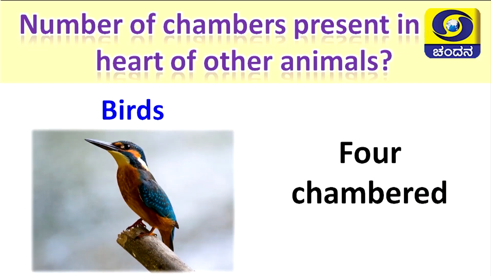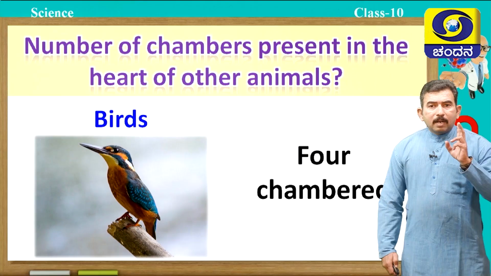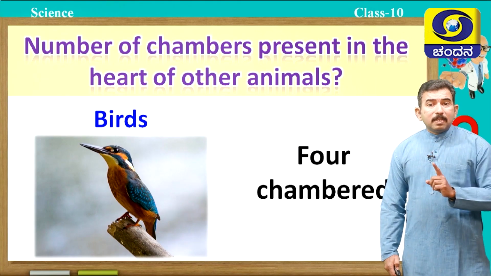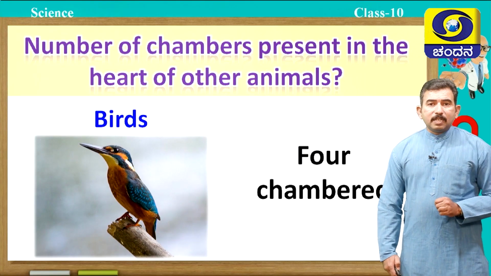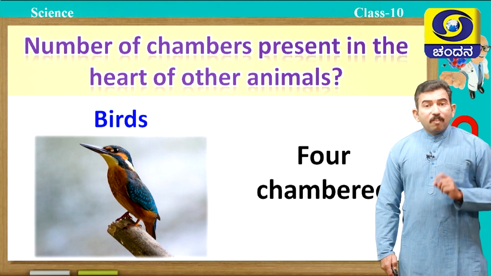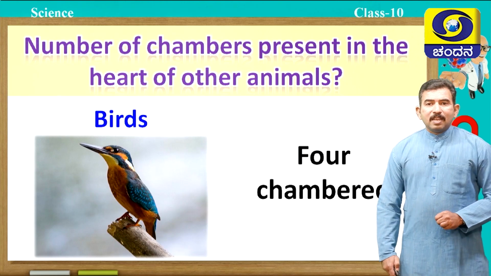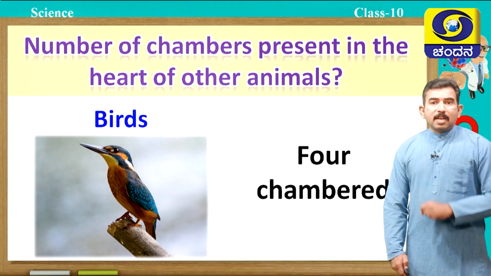In birds, a 4-chambered heart is present. In birds and in mammals, a 4-chambered heart is present and they are warm-blooded animals. Amphibians and reptiles possess a 3-chambered heart and they are cold-blooded animals.